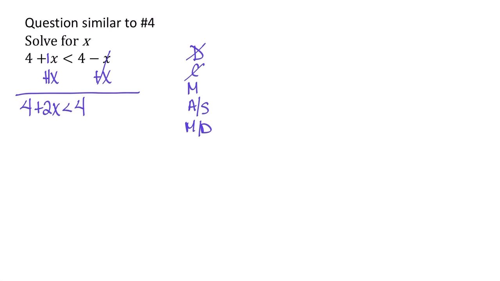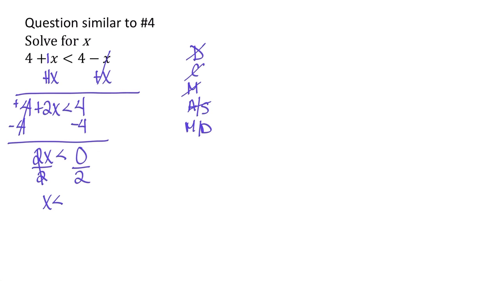Now I need to move the 4, and so that 4 is a positive. So I'm going to do the opposite, and I'm going to subtract 4 from both sides. So on the left side, 4 minus 4 will cancel, and I have 2x is less than 4 minus 4, which is 0, right? I have nothing left on the right side. Now I need to divide everything by 2 to get that x by itself. So when I do that, the 2 and 2 will cancel, and then I have x is less than 0 divided by 2, which is 0.